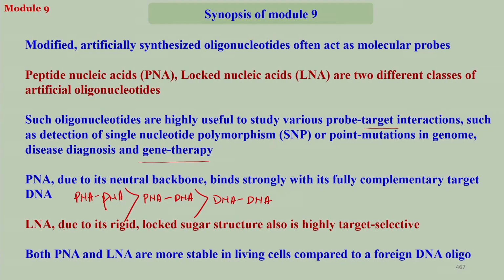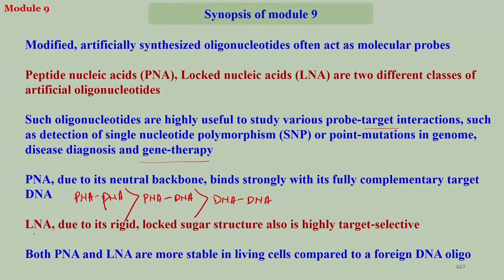So, LNA, due to its rigid locked sugar structure, also is highly target selective. Whenever you are using a probe to detect your target, of course, the probe has to be highly selective towards the target only. It should not bind to all molecules, it should only bind to the molecule of your interest. So, selectivity is very important, and that is where these two molecules are highly advantageous. Locked nucleic acid also is very target selective.